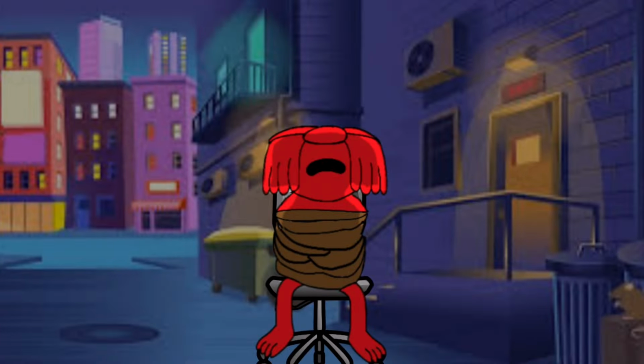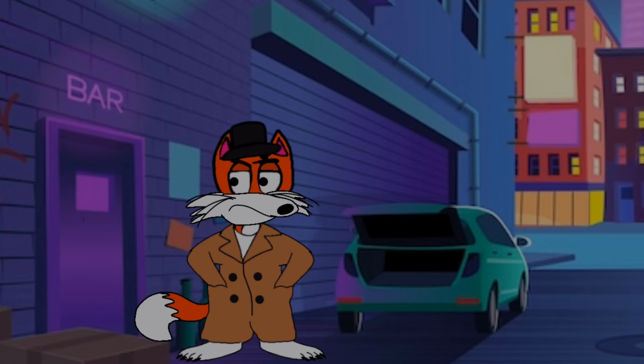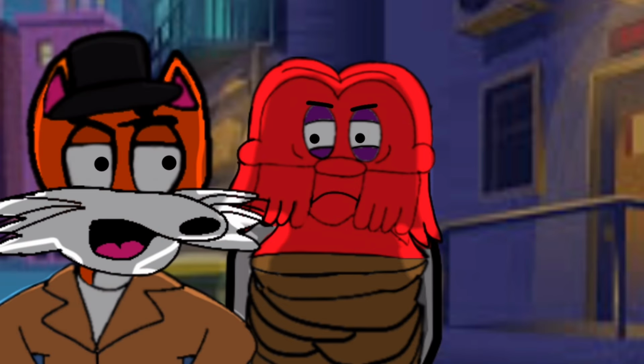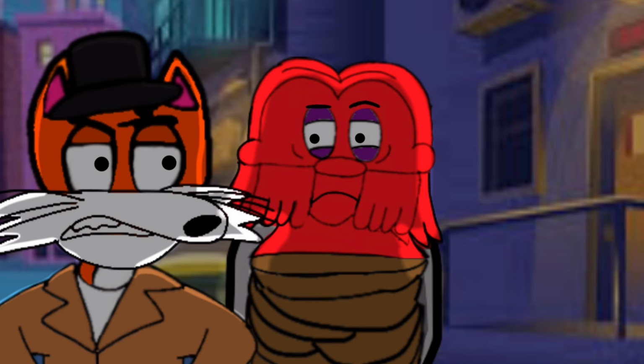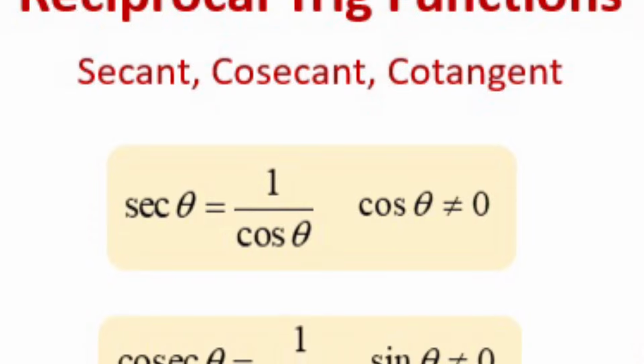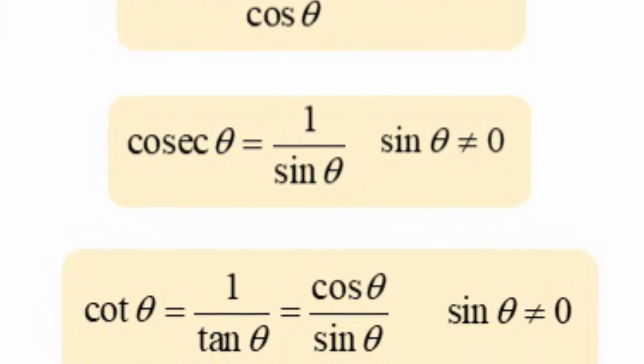Psst. Hey you, over here. You know about the unit circle? Through contrived and twisted measures, I do now. Then, do you know about cosecant, secant, and cotangent? No. Oh, brother.